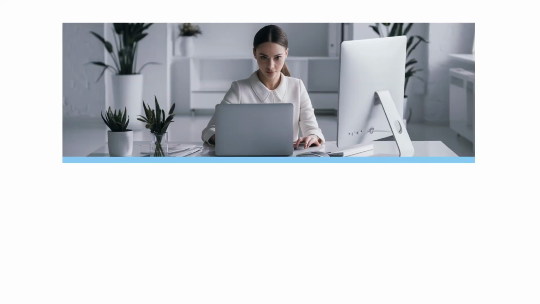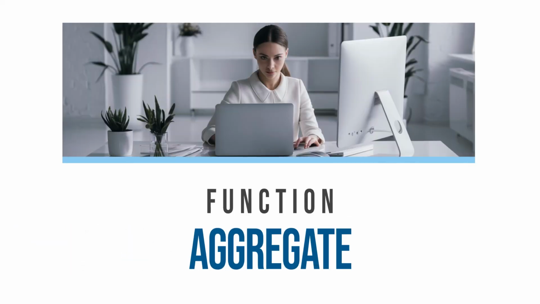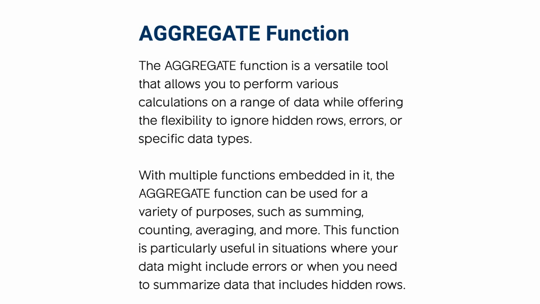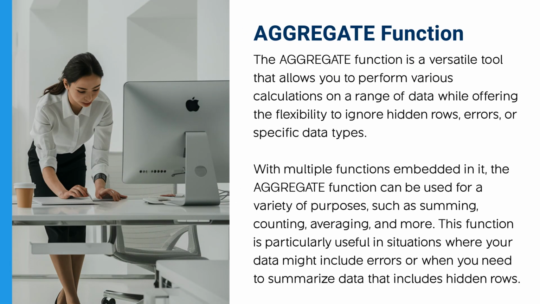In today's tutorial, we're going to explore the aggregate function in Excel. The aggregate function is a versatile tool that allows you to perform various calculations on a range of data while offering the flexibility to ignore hidden rows, errors, or specific data types. With multiple functions embedded in it, the aggregate function can be used for a variety of purposes, such as summing, counting, averaging, and more. This function is particularly useful in situations where your data might include errors or when you need to summarize data that includes hidden rows.